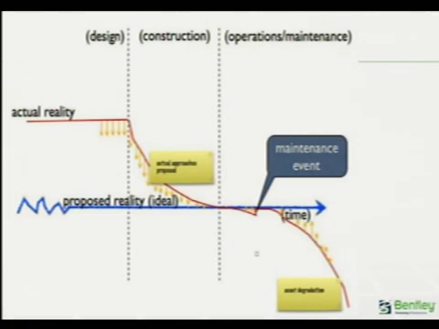So during the design phase, the red and the blue curves are far apart. The red curve is actual reality, the way things are now, and the blue curve is the way we want things to be. So we've designed a new road or a bridge or a building. It doesn't exist now. So actual reality is very different from the proposed reality. So those curves are far apart.